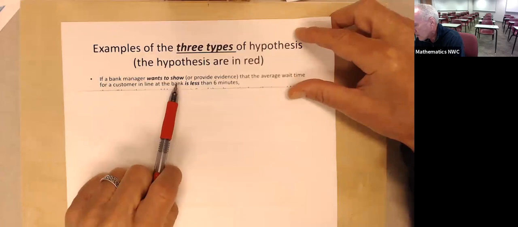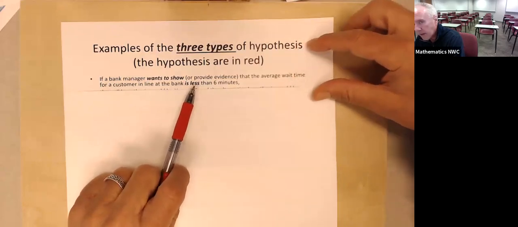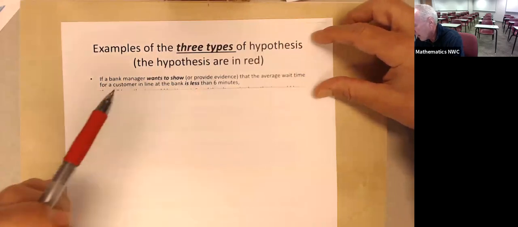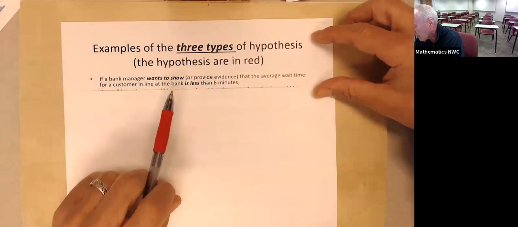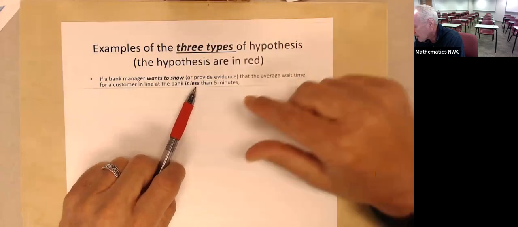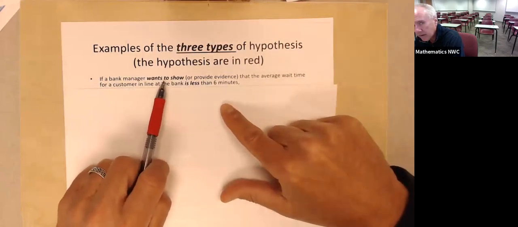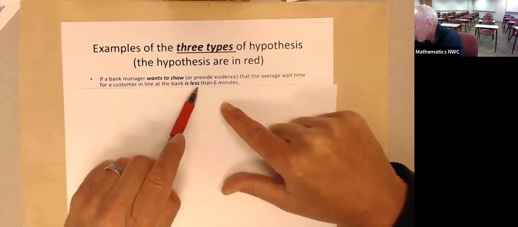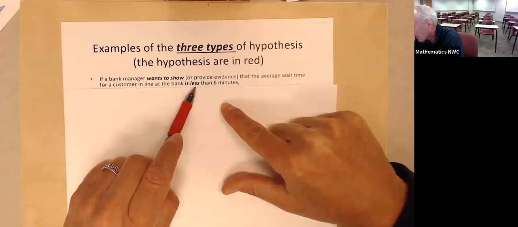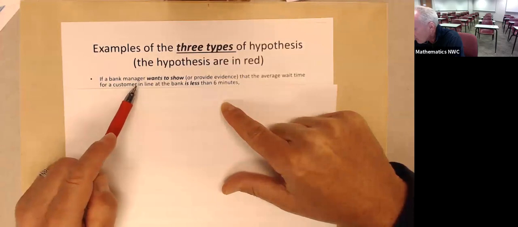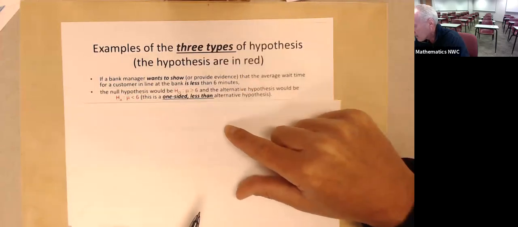If a bank manager wants to show or provide evidence that the average wait time for a customer in line at the bank is less than 6 minutes. I put in bold here, for this first time, what we're after. We want to show that it's less than 6. That's what we desire. So what is less than 6 is going to become my alternative. I'm going to put X bar is less than 6 for my alternative. I do that one first, and then I go back previously and make the null. It would look like this.